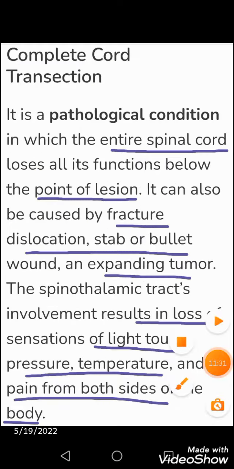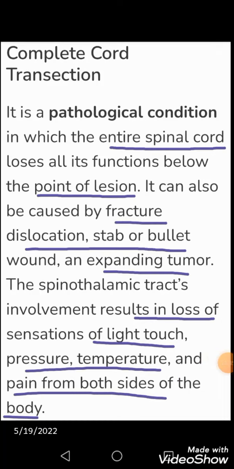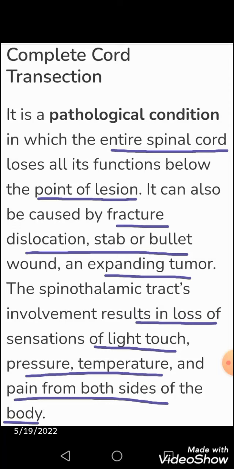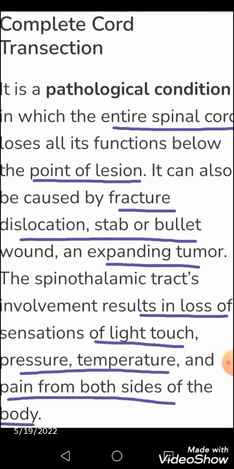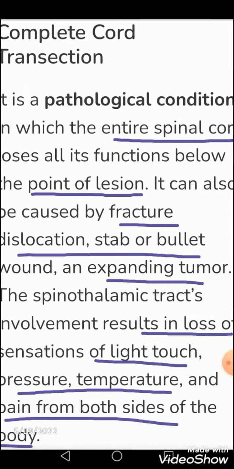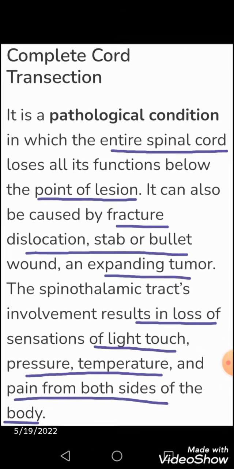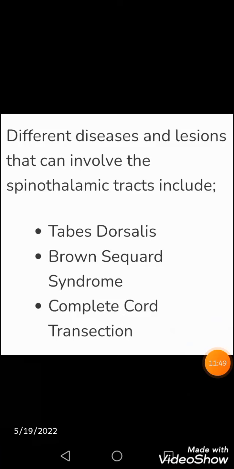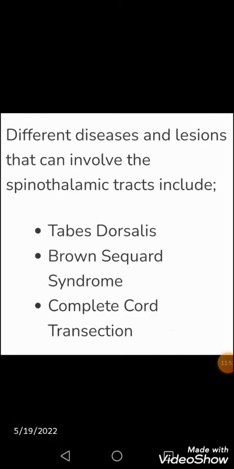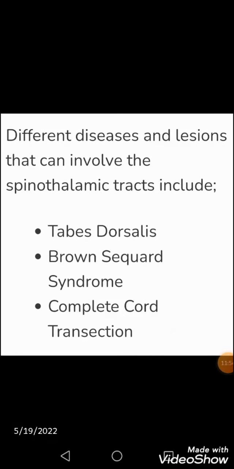And a complete cord transection will lead to the loss of sensation of light touch or crude touch, pressure, temperature, and pain from both sides of the body, right? So now we should know that the spinothalamic tract can be influenced by the following diseases like tabes dorsalis, Brown-Séquard syndrome, and complete cord transection, right?